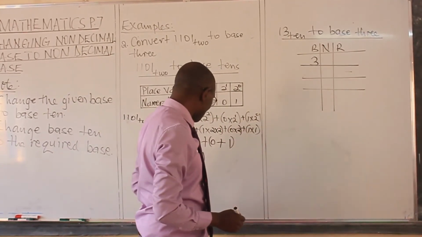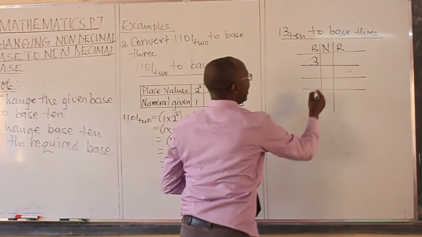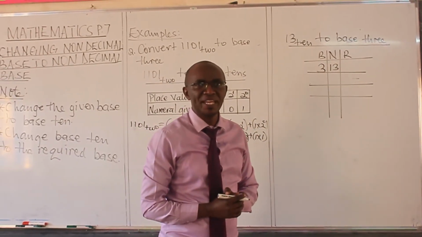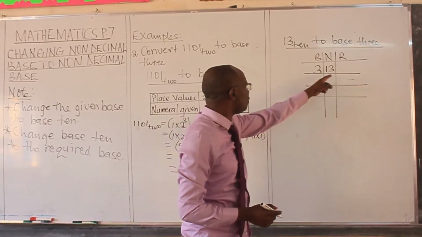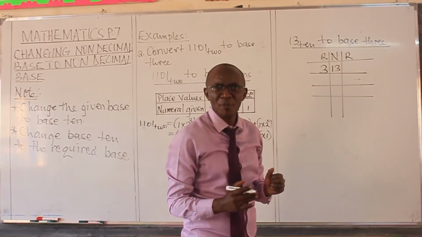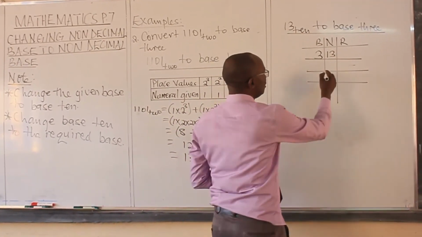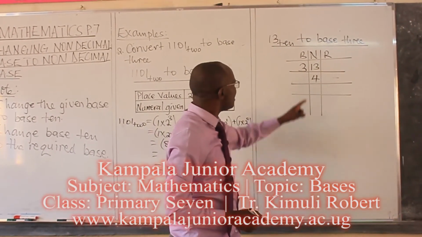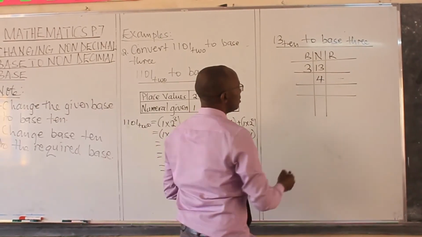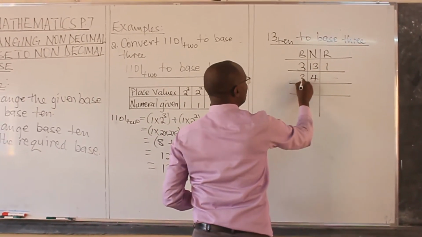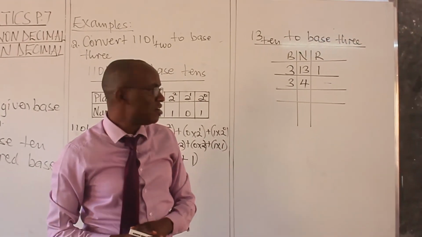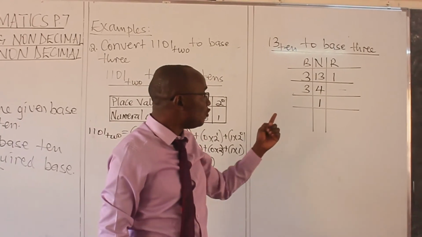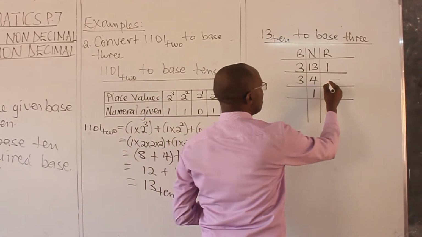The numerator in base 10 is what? It is 13. So we write 13. We have not yet got the remainders. We get the remainders after we have divided. Now 3 into 13, around how many times? It's around 4 times. That is 4. So 3 times 4 is 12. 13 minus 12, it's 1. So the remainder is 1. So by 3, we continue. 3 into 4, around how many times? That is once. 1 times 3, that is 3. 4 minus 3, that is 1.